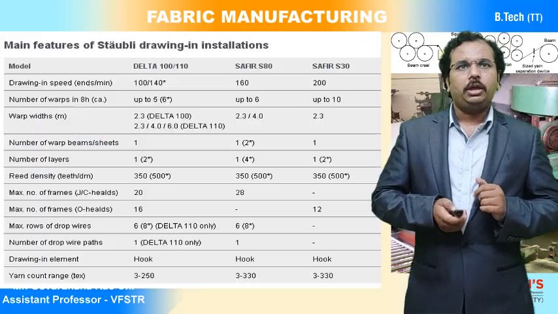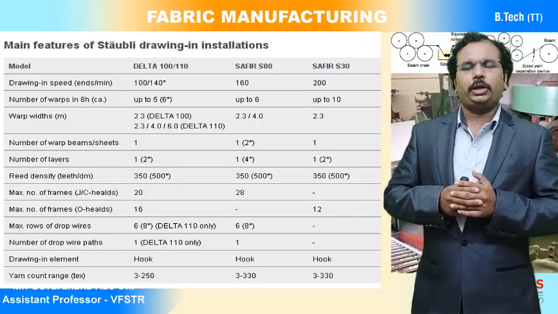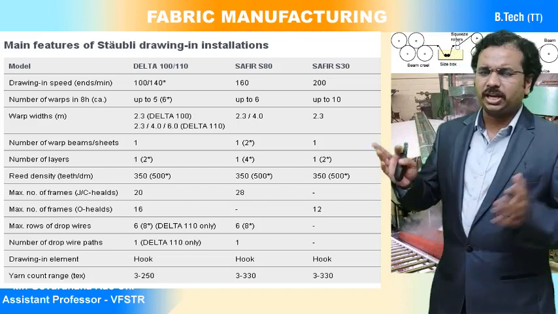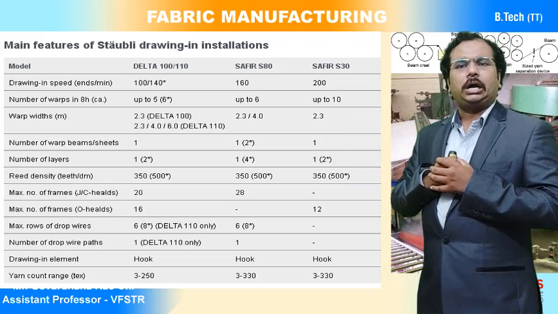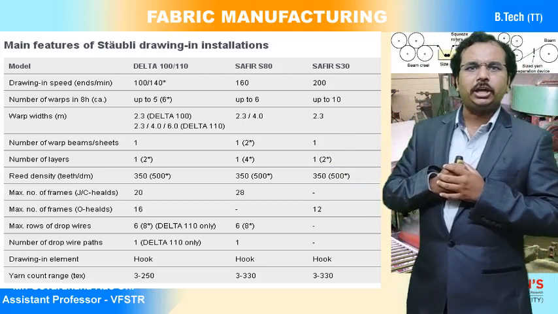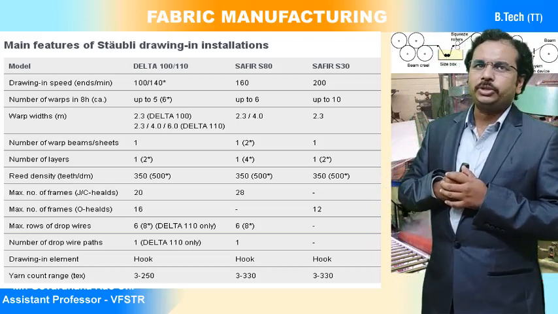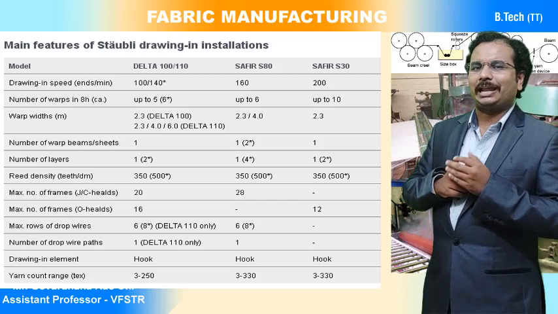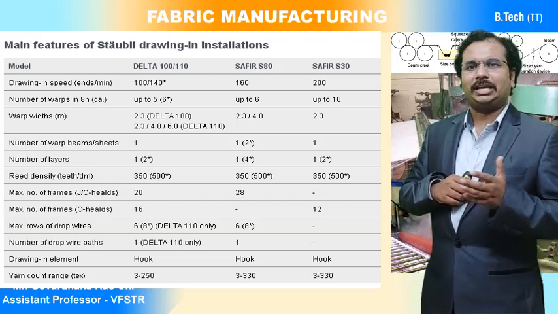You can see the features of automatic drawing in machines, where I have given, for comparison, 3 different models and their particulars or technical features. You can observe that there are 3 models: Delta 100 by 110, Safari S80, and Safari S30.